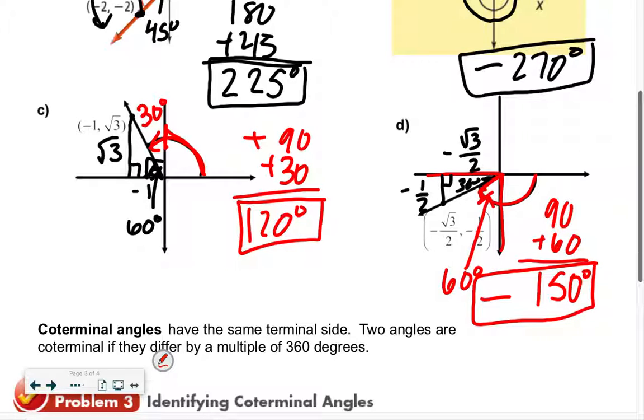When your numbers are the same, like in A, you have 45, 45, 90. Whenever you see the square root of 3 and a 1, you have 30, 60, 90. Okay. Good on drawing angles. Okay.